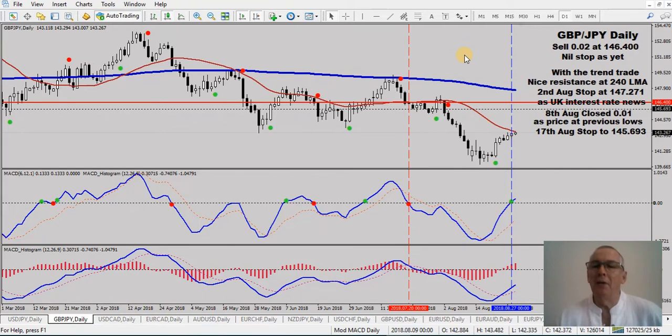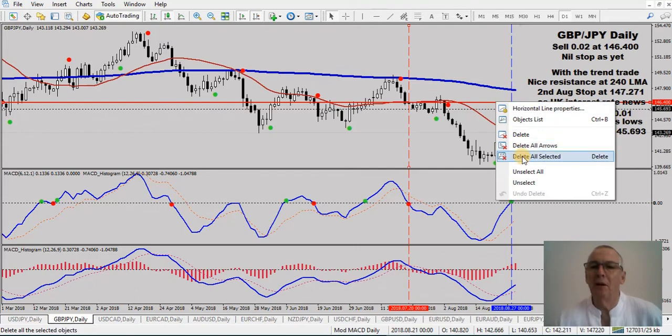This is the pound yen. We're in a sell back here this morning. I've had a confirmed cross of the fast MACD, so this sell is no longer valid. It's been closed for an overall profit, nice profit at that. So no longer in the sell.